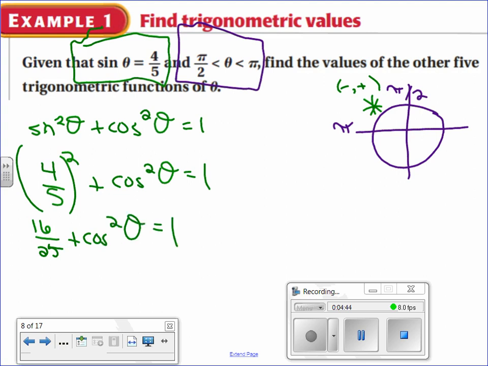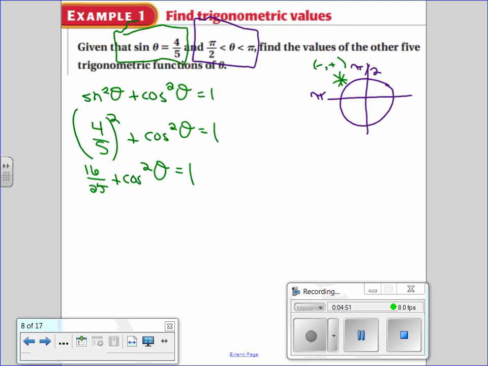Now our goal here is to solve for cosine. So what do you guys think would be my next step? Add, subtract, multiply, divide, square root. Subtract, good. We are going to subtract this 16/25 over to this side. And I'll use the calculator to help me do that. I'll type in on the calculator 1 minus 16 divided by 25, and then I'll hit the fraction button at the very end. So that gives me 9 over 25.